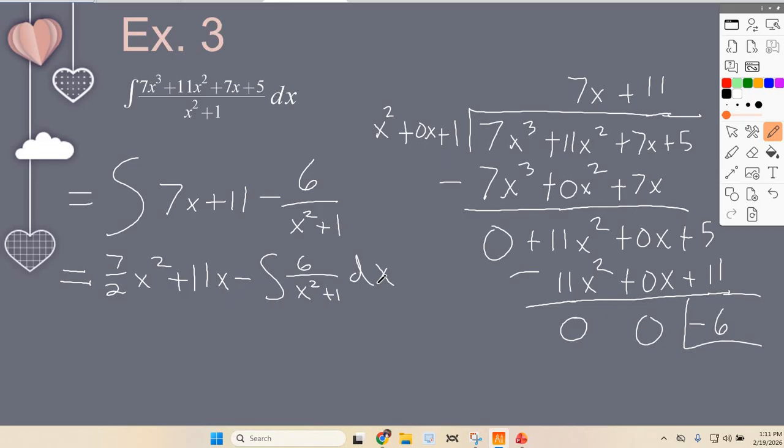So we're going to have to think back a little bit. Does 6 divided by x squared plus 1 look like any of our derivative rules? It does look like arctangent. So remember that my derivative of arctangent of x is equal to 1 over x squared plus 1. Which means that I go in the opposite direction. The antiderivative of 1 over x squared plus 1 is going to be arctangent.